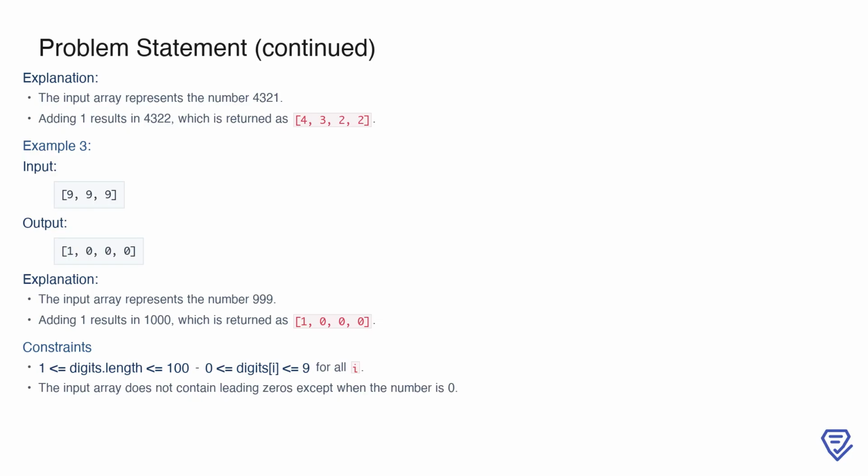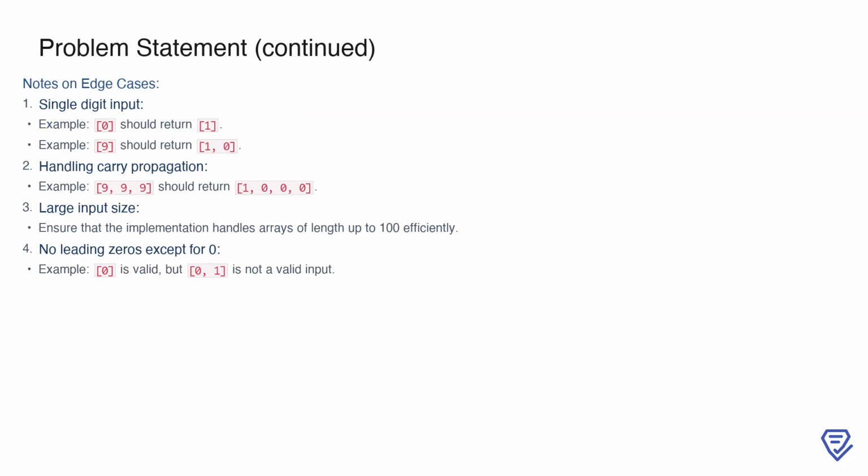The length of the input array will always be between 1 and 100, and each digit will always be between 0 and 9. Importantly, the input array will not have leading zeros unless it represents the number 0. There are a few edge cases to keep in mind. For single-digit inputs, such as 0, the output should be 1, and for 9, the output should be 1, 0, because of the carry. Carry propagation is another important consideration, as seen in the example 999, where the output becomes 1000. Additionally, the implementation should handle large input sizes efficiently, given that the array can have up to 100 digits.